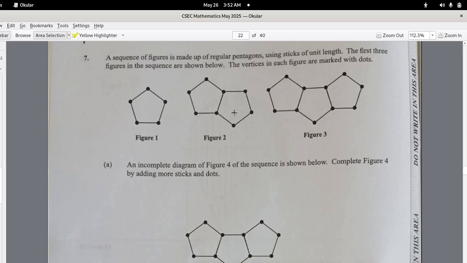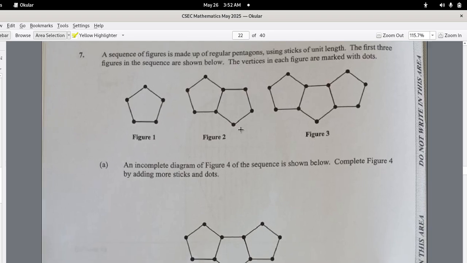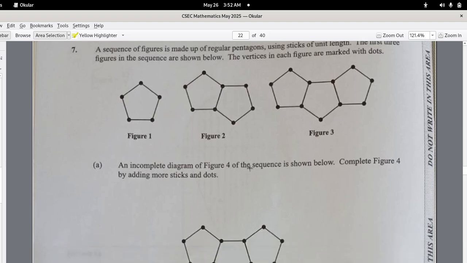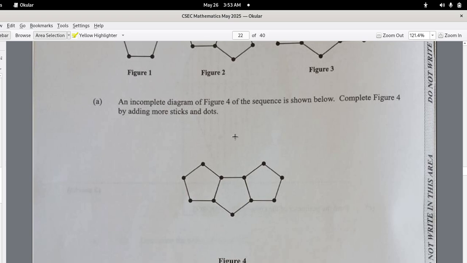CSEC Mathematics, May 2025 paper. We're at question 7. It says a sequence of figures is made up of regular pentagons, right, 5 sides, using sticks of unit length. The first 3 figures in the sequence are shown below. The vertices in each figure are marked with dots. Okay, can see that. An incomplete diagram of figure 4 of the sequence is shown below. Complete the figure 4 by adding more sticks and dots.